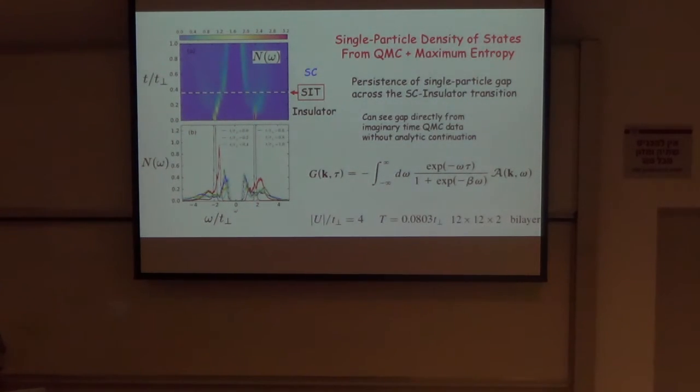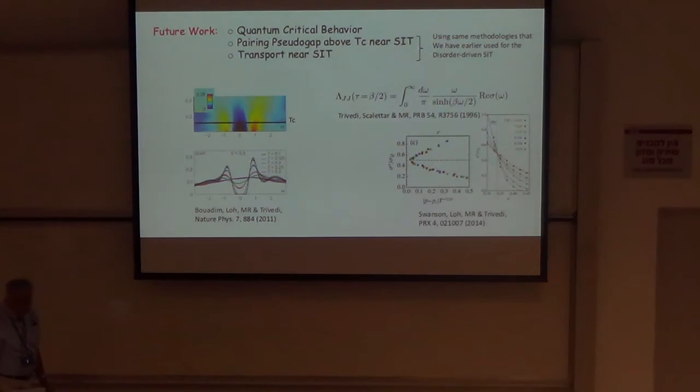Basically, what it's saying is that as you cross the superconductor into the transition, the single particle density of states is always gapped. It doesn't show anything particularly interesting.